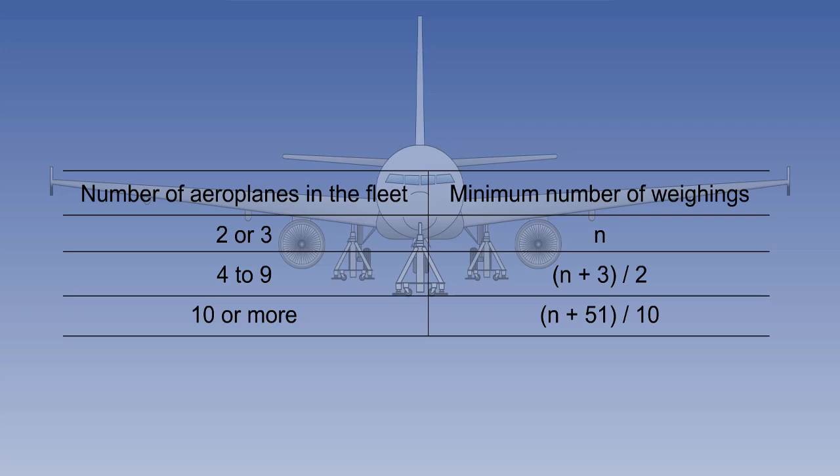On screen you will see a table with 2 columns, one indicating the number of aeroplanes in the fleet, and the other the minimum number of weighings. The letter N in the table represents the number of aeroplanes in the fleet using fleet values. In this example, the number in the fleet, N, is 19, which, when added to 51, equals 70. Dividing by 10 will result in a minimum number of 7 weighings required to establish fleet value.